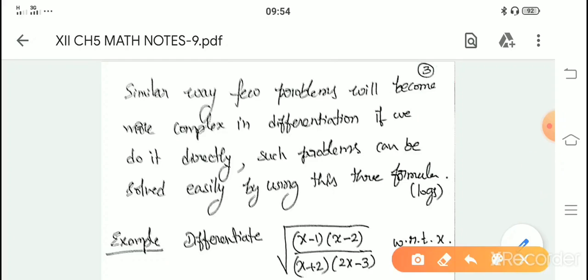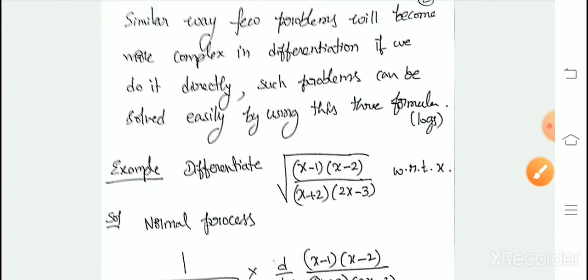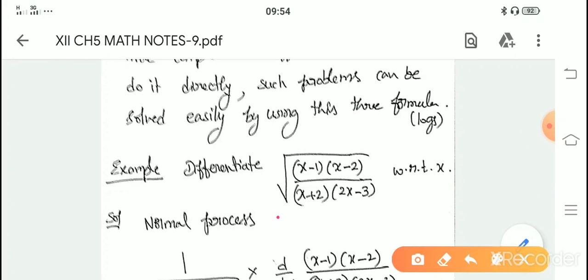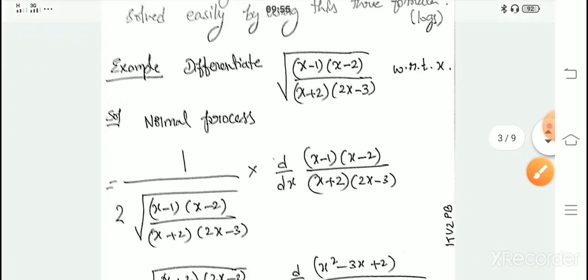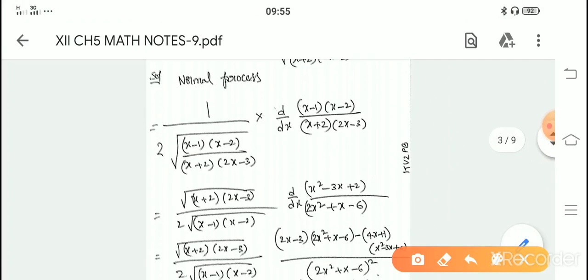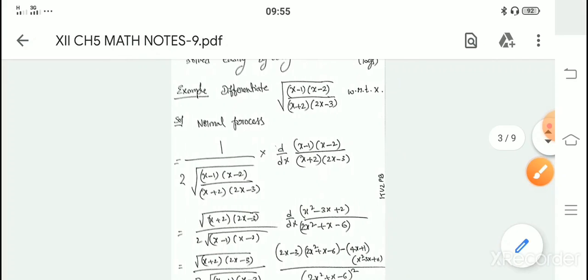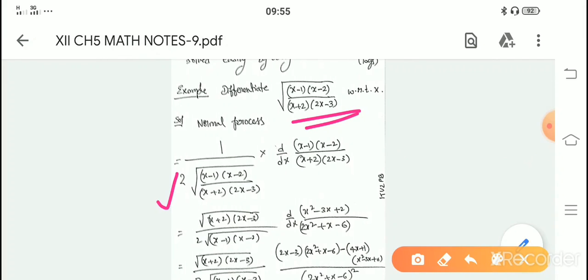Not only exponential, variable power variable, some problems will be more complex in direct differentiation, like this problem you see. In the exercise also they are there, 5.6 I think. See, differentiate x root over x minus 1 into x minus 2 by x plus 2 into 2x minus 3 with respect to x. Here what do I have to do in the normal process? Since a root is there, it is 1 by 2 root of that function into d by dx of this, because of the chain rule.